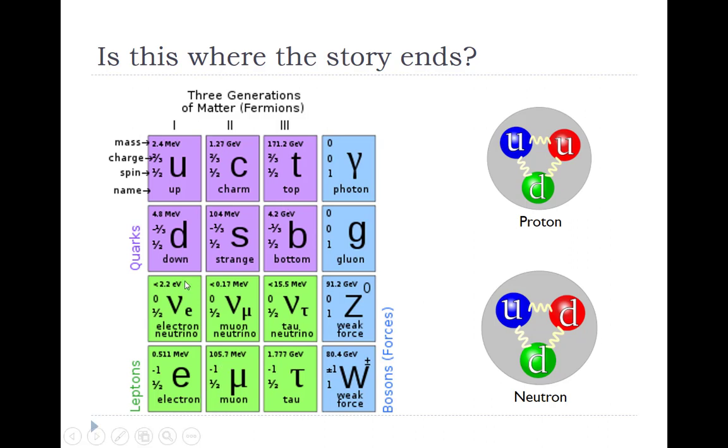Okay. In the green, we have leptons. Leptons come in pairs. So if you look, we have the electron and we have the electron neutrino. We have the muon, we have the muon neutrino, the tau and the tau neutrino. Okay. And in the blue, we have the bosons. And the bosons are charges that are responsible for regulating forces.